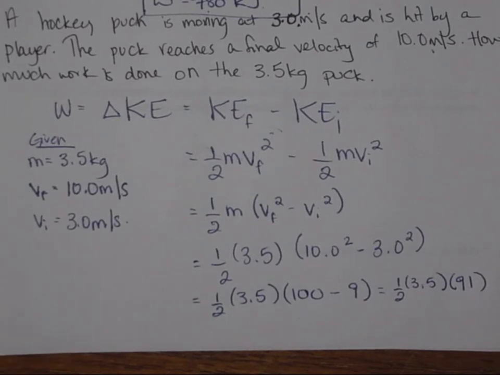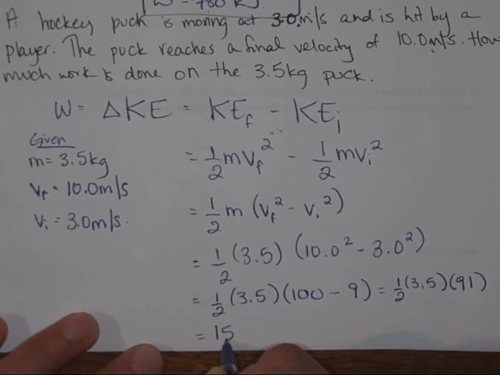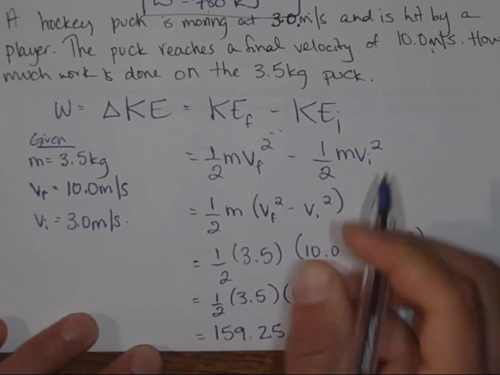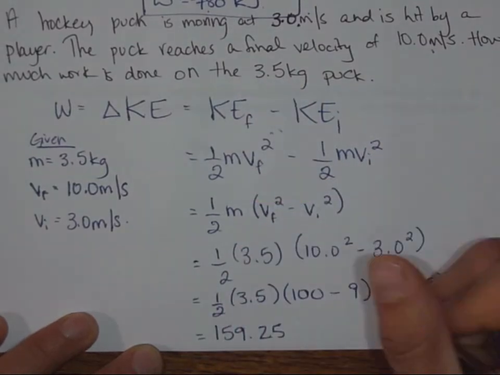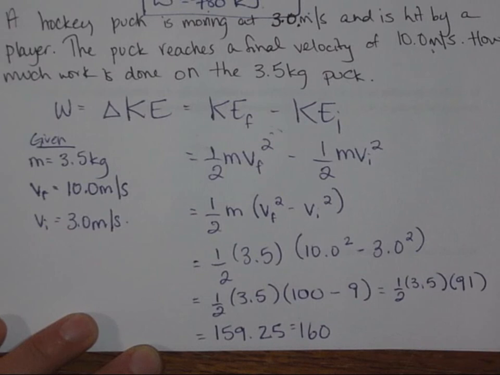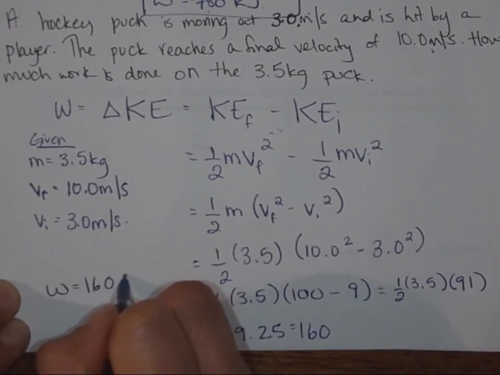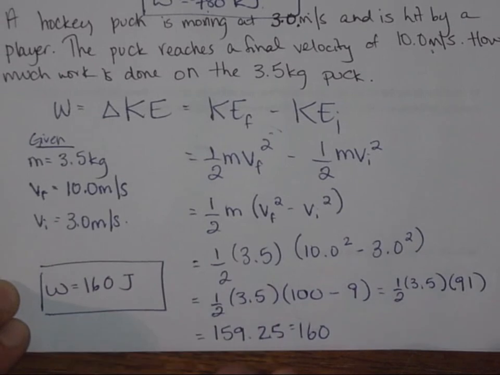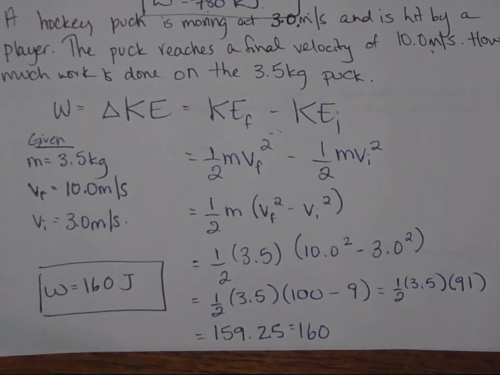Let's see what I get. I got 159.25. I only have 2 sig figs, so that would give me 160 joules. So the work being done on that hockey puck is 160 joules. All right, and so 160 joules is done on that hockey puck to make it speed up.